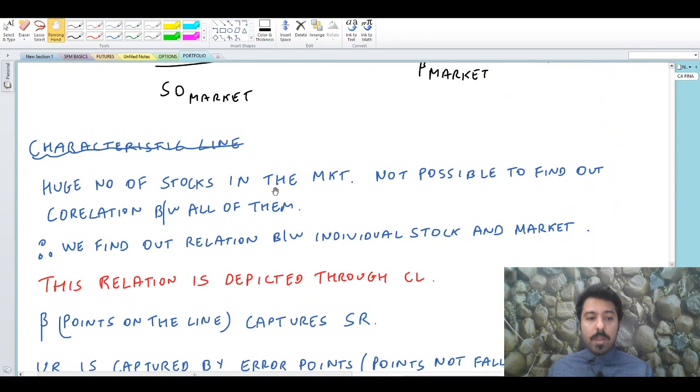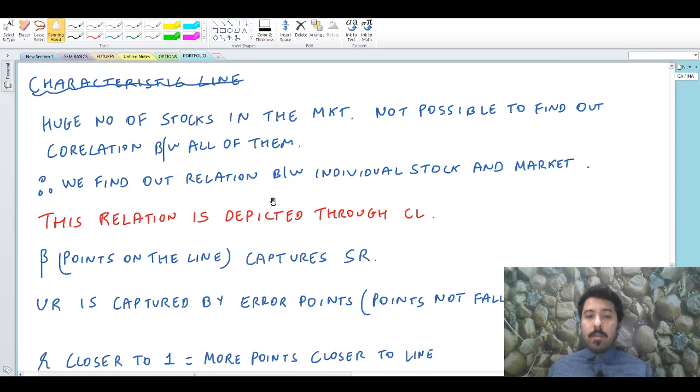Now we have one more thing, characteristic line. What is this? See, there are a huge number of stocks in the market. It is not possible to find out correlation between all of them. Obviously, if you want to make an investment in Reliance, you cannot calculate Reliance and TCS, Reliance and Tata Motors, Reliance and Hindustan Unilever. You'll go crazy doing all this. So it is not possible to find out correlation between all of them.